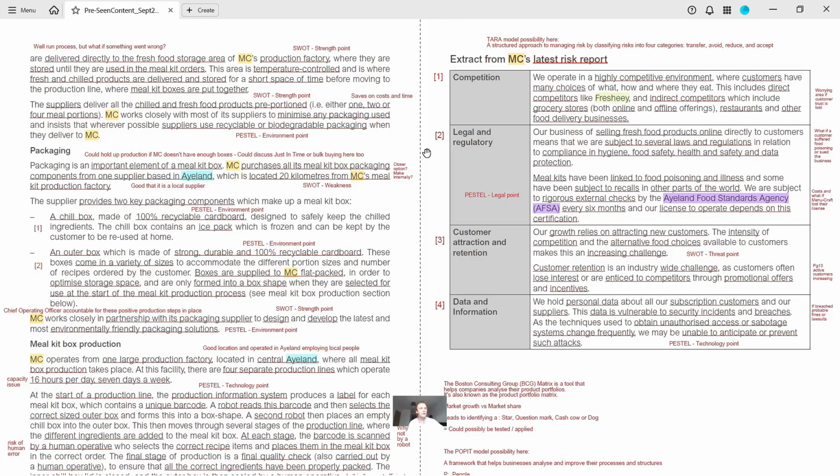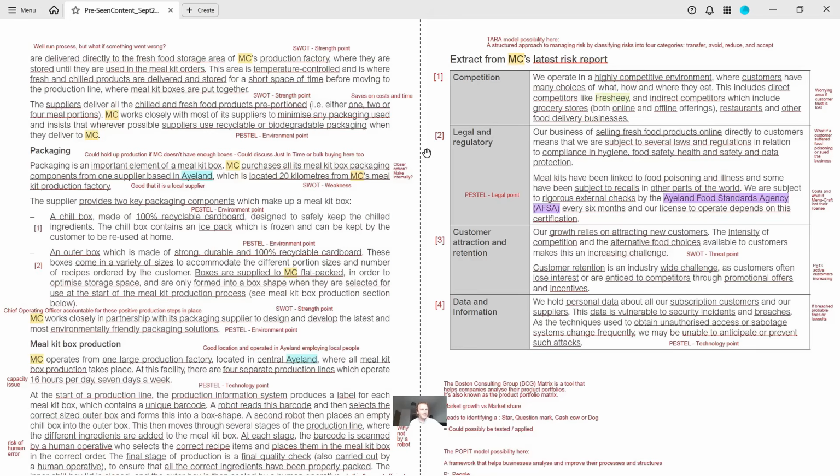The suppliers deliver all the chilled and fresh food products pre-proportioned, so another good strength there that saves on time and costs, and that is either in the form of 1, 2 or 4 meal portions. MenuCraft then works closely with most of its suppliers to minimise any packaging use and insists that wherever possible suppliers use recyclable or biodegradable packaging when they deliver to MenuCraft. So again, another massive positive from an environmental point of view in a PESTLE analysis.